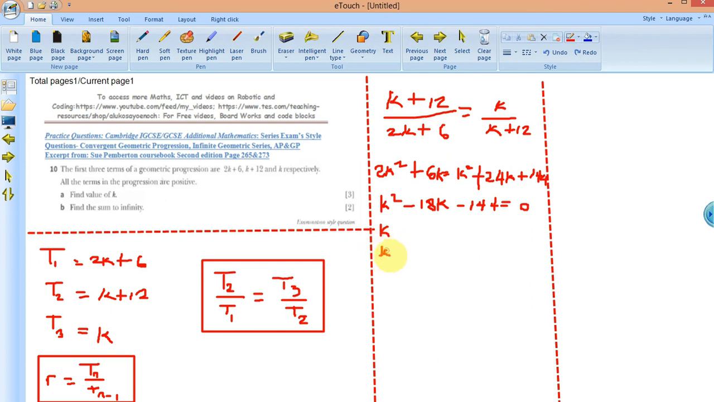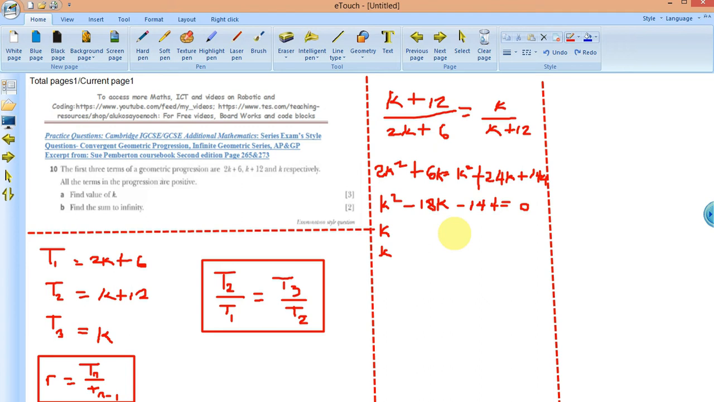So I want two numbers whose product will be 144 and whose sum will give me minus 18. What if I break this one down into 6 times 24? Let me check that. 144 divided by 6 equals, oh sorry, 144 divided by 6. Yeah, I'm correct.